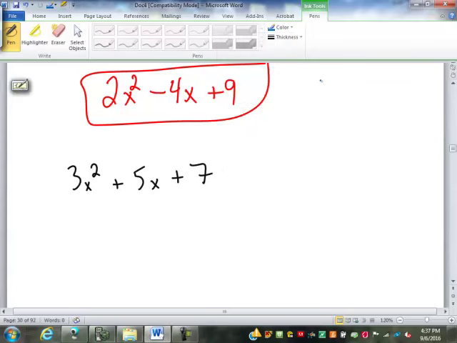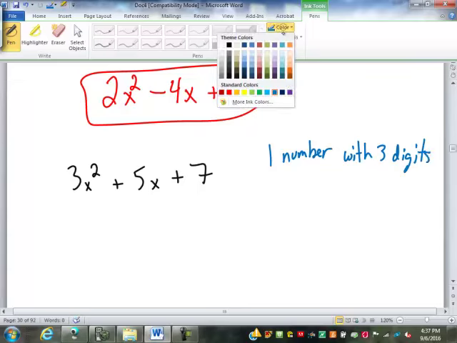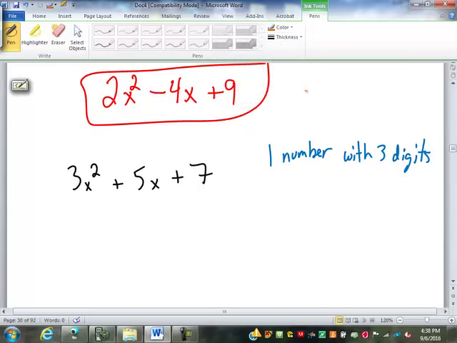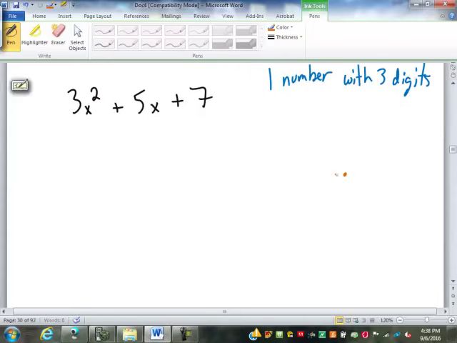This here, 3x squared plus 5x plus 7, looks like 3 separate numbers, but it really isn't. It is a single number with 3 digits. You might be looking at something that looks a little weird, but that's actually just like many of our other numbers, any of our other whole numbers. Remember we talked about our place values? Being ones, tens, hundreds, 1,000s, 10,000s.